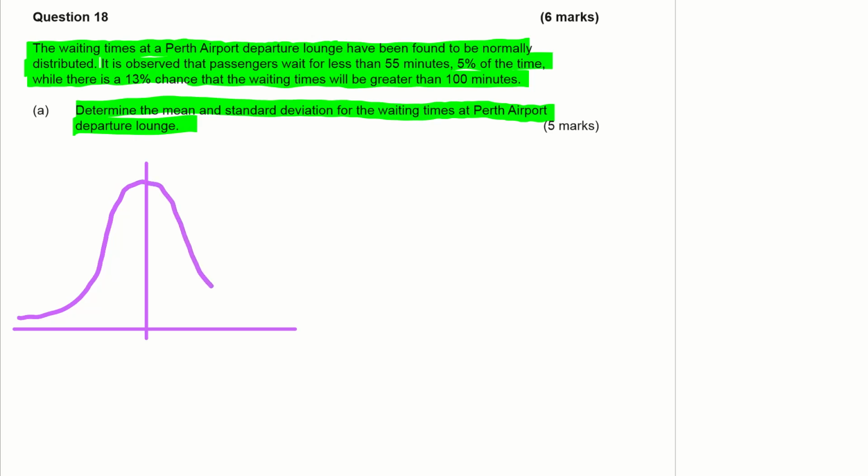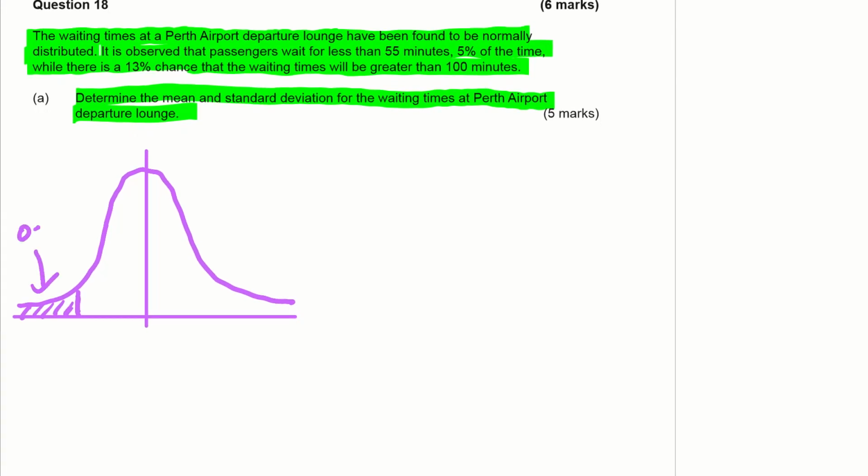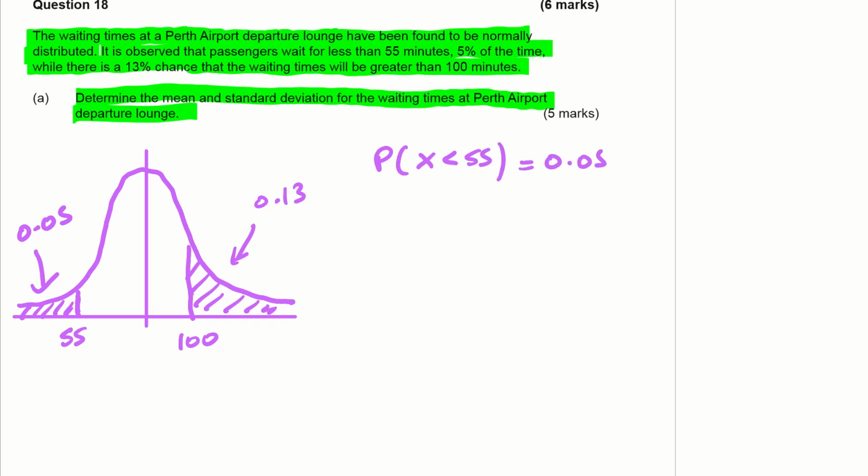So, what we have here is a probability of 0.05, and that is for 55 minutes. And then over here for 100 minutes, we have a probability of 0.13. So we can say probability of x being less than 55 is equal to 0.05, and the probability of x being more than 100 is equal to 0.13.